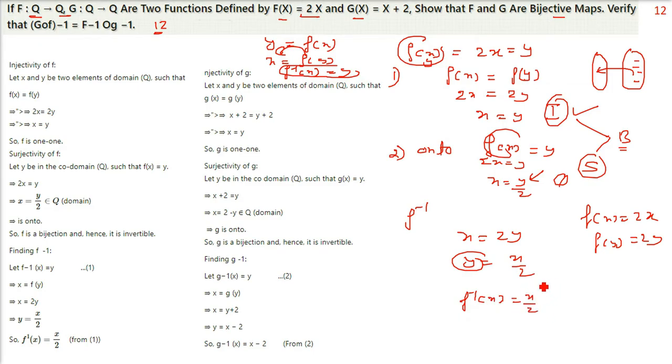Now we are going to use it. So please keep this in the back of your mind. This is the first one.